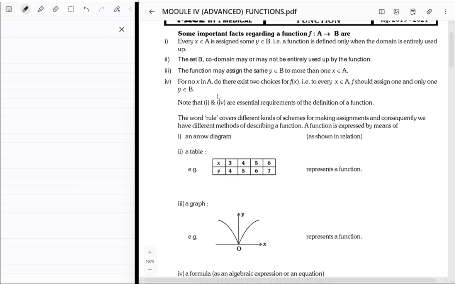For no x in A do there exist two choices of f(x), right? So a function can be many-one or one-one. It cannot be one-to-many, right? That's the thing. For example, the square root function is defined as the positive square root only because you don't want it to be a two-valued function.